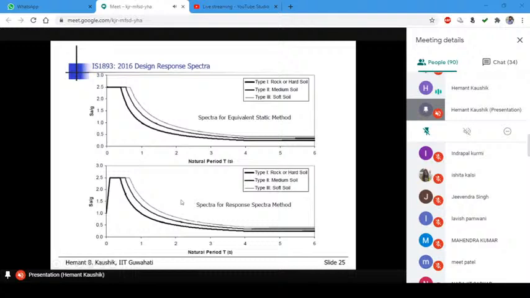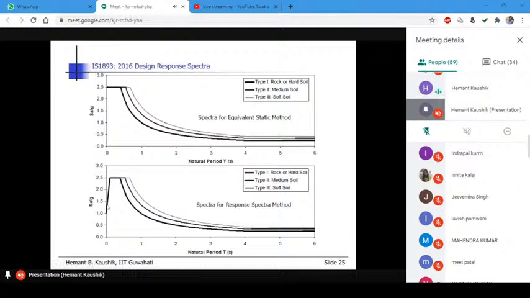Now let me explain why this part is removed from the recent code. Now there are some structural designers, structural engineers which are very clever. Just in order to reduce the design forces, what they do, they calculate the natural period in this zone. They will say that my structure has a natural period of 0.05 seconds or 0.02 seconds. It is so rigid. So if that is so, the design force will reduce.